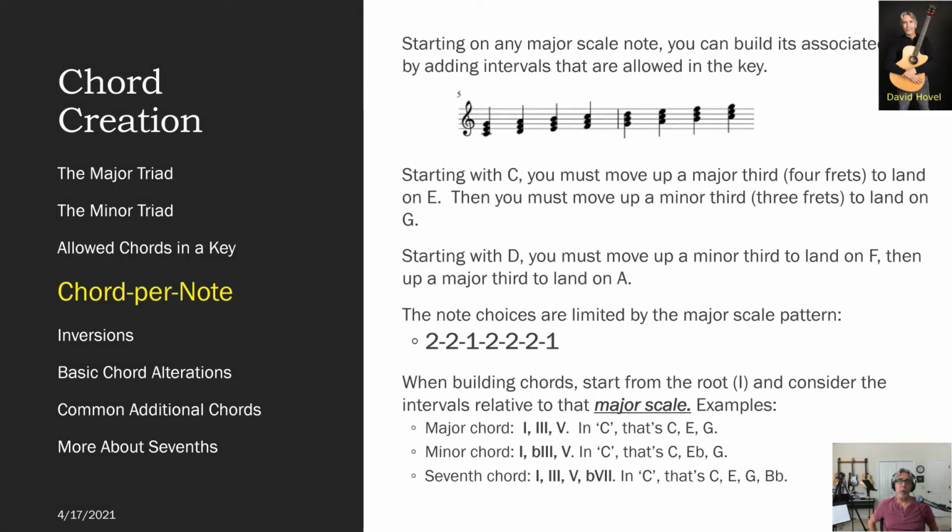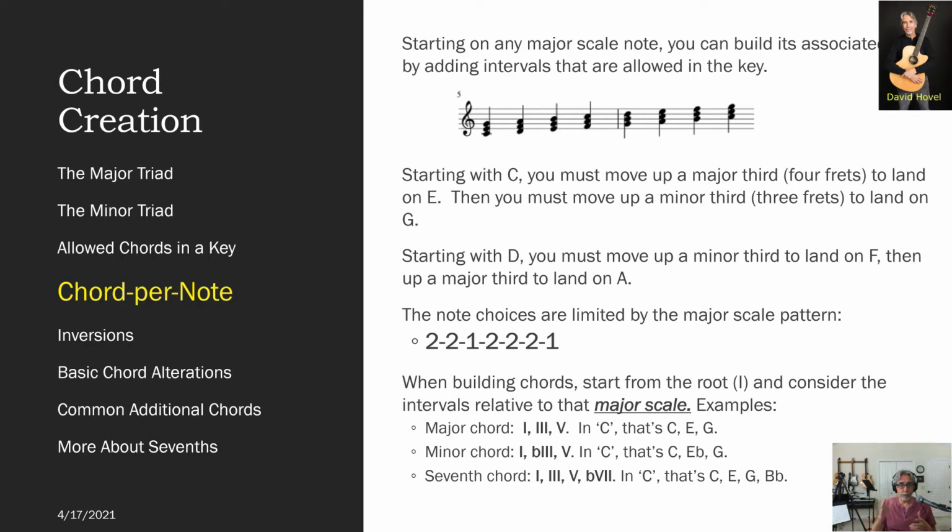I call this the chord per note idea. And that is that for every note there's a corresponding chord, and for every chord there's a corresponding note, and that's the root note. Once again, the pattern of the major scale is all important. That means you start anywhere you want and you skip 2 frets, 2 frets, 1 fret, 2 frets, 2 frets, 1 fret, and you have made a major scale. If you do that in D, as I said in the previous video, you wind up making a D major scale.